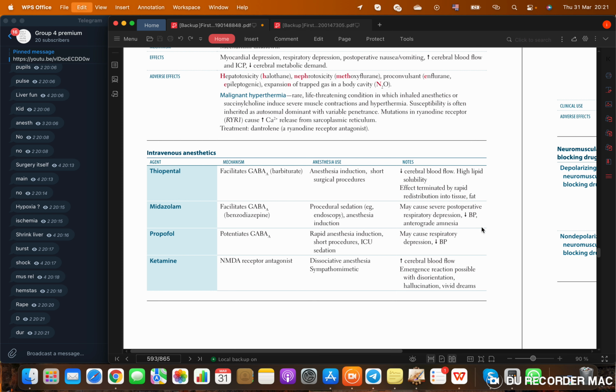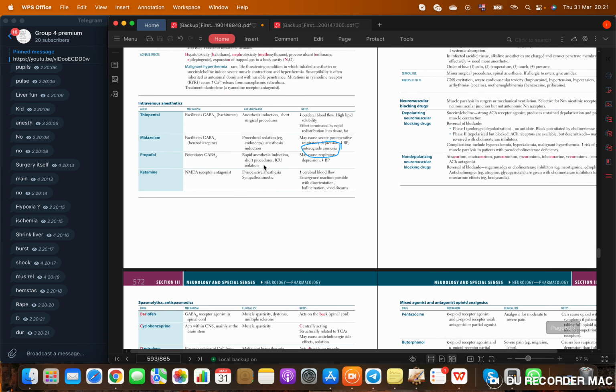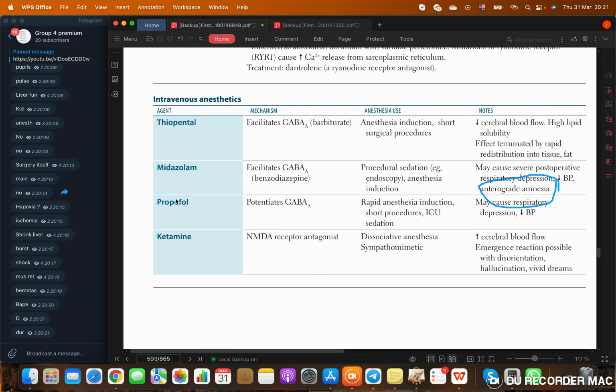It may cause severe post-operative respiratory depression, a decrease in the blood pressure, and an anterograde amnesia, meaning after you give the patient the medication, he will forget everything that happens after it. Sounds like a perfect deal for Bill Cosby.